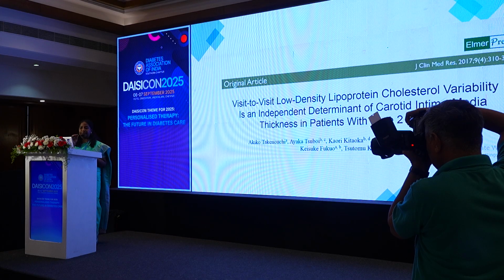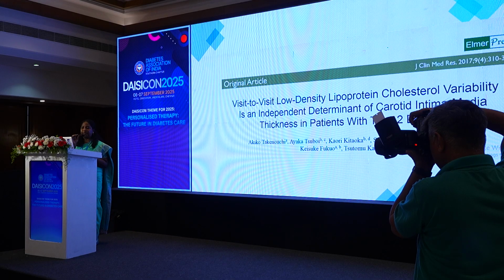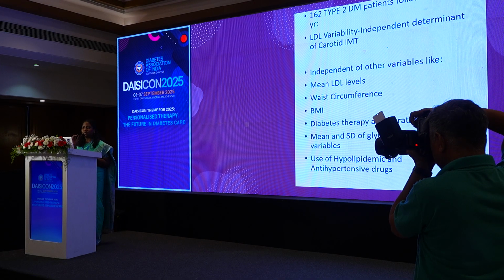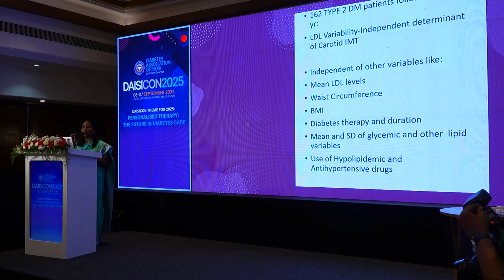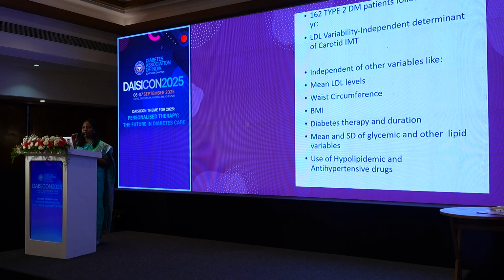So this is the first study. This says that visit-to-visit LDL cholesterol variability is an independent determinant of carotid intima media thickness in patients with diabetes. So they studied 162 patients with diabetes. They were followed up for 1 year. So it was found that LDL variability was an independent determinant of carotid intima media thickness.